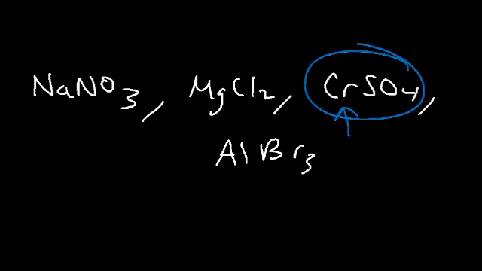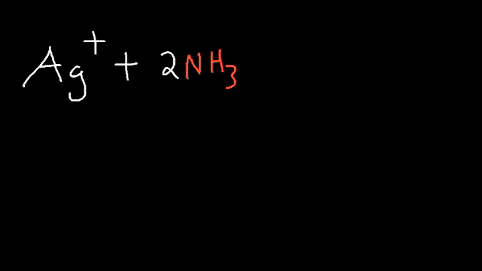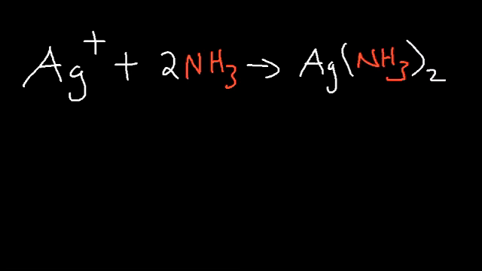Now, another property of transition metals is their ability to form complex ions. For example, silver has a strong affinity for ammonia. In fact, it reacts with 2 equivalents of ammonia to form this particular complex ion. And the net charge is still a positive 1.